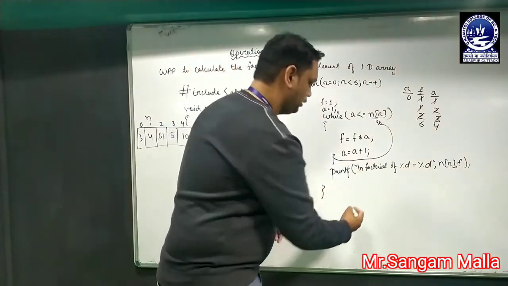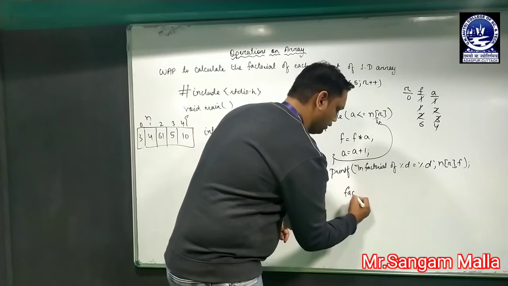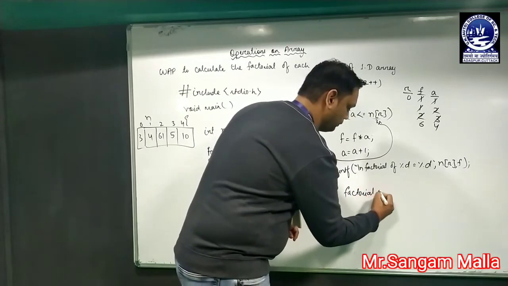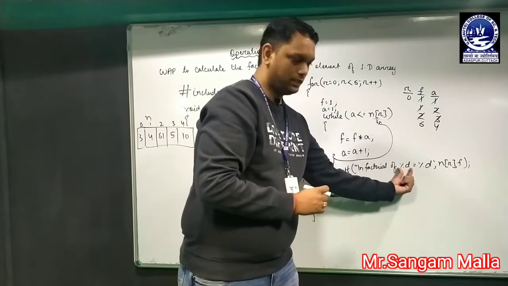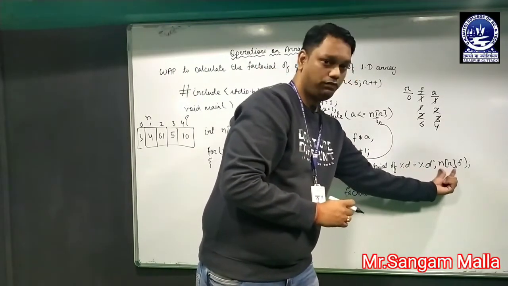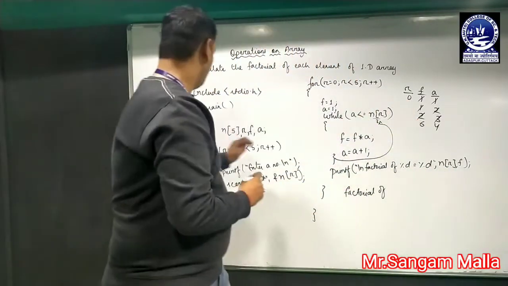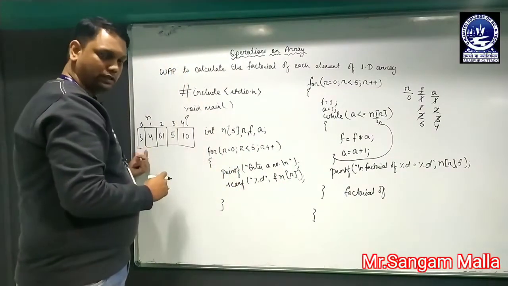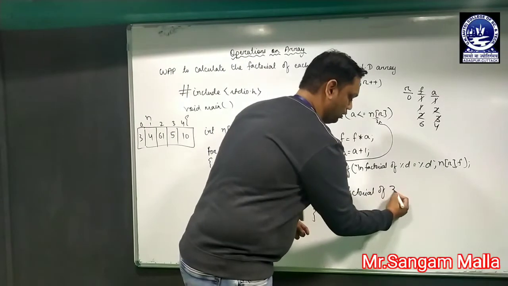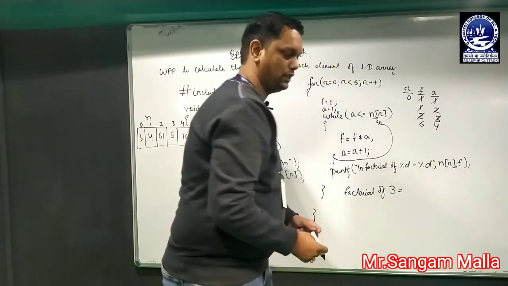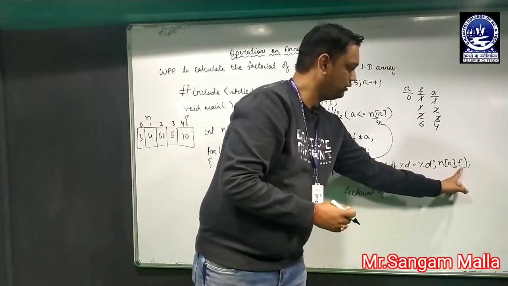Now it will print factorial of. So I have given the message. So it will print the message factorial of. So in place of the format specifier, that is %d, it will print the value of n of r. n of r means n of 0. So n of 0 is 3. So 3 will be printed over here. So factorial of 3 equal to %d. So in place of %d, it will print the value of f.